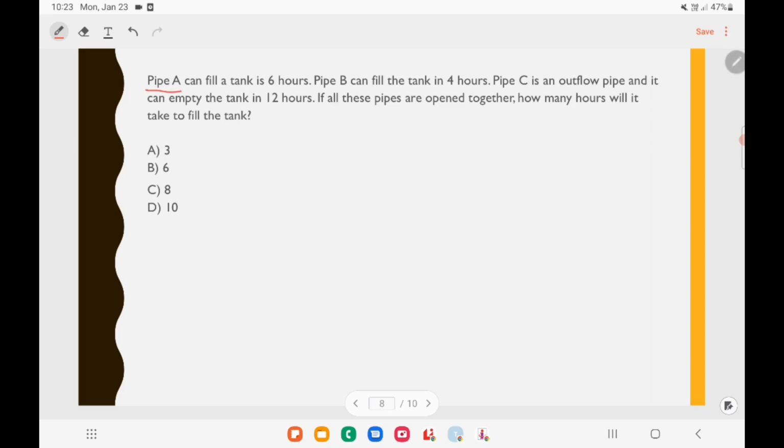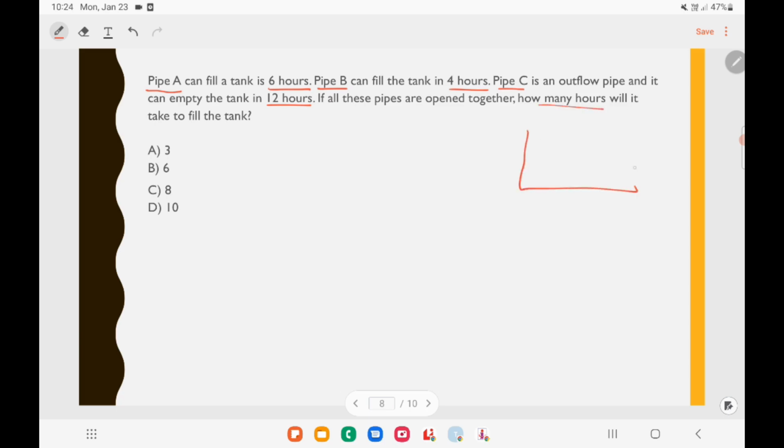Pipe A can fill the tank in 6 hours. Pipe B can fill the tank in 4 hours. Pipe C is an outflow pipe and it can empty the tank in 12 hours. If all these pipes are open together, then how many hours will it take to fill the tank?